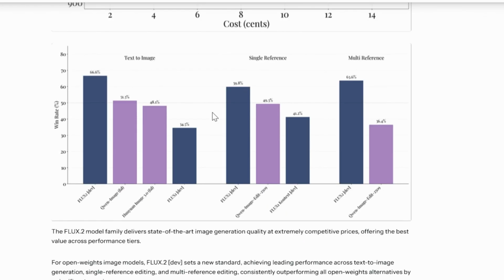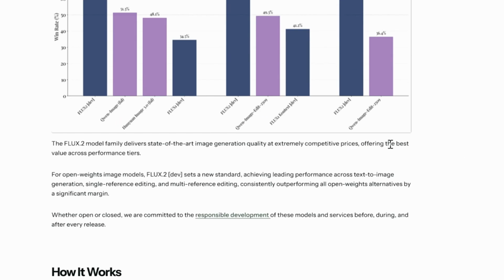Now for different tasks, for example text to image, we can see that FLUX.2 Dev wins when compared to Qwen Image, Hunyuan Image, and FLUX.1. For a single reference image, we can see that FLUX.2 excels. And for multi-reference, again, you can see the FLUX.2 model is on the top.